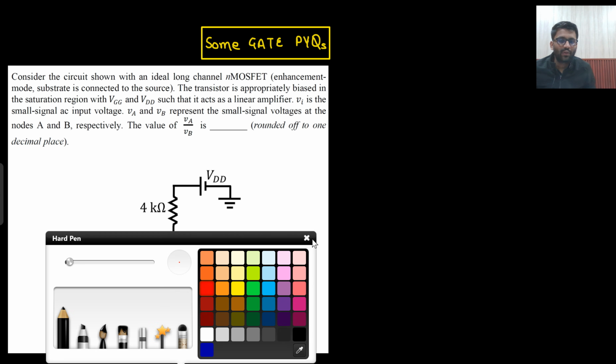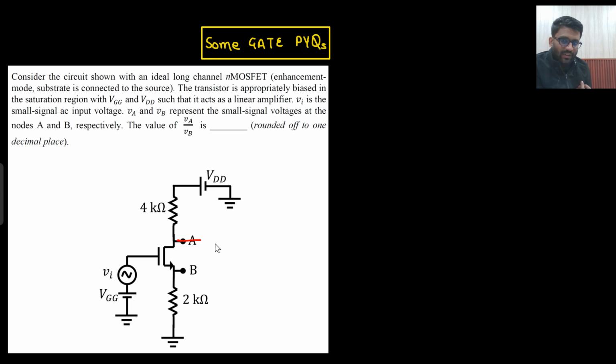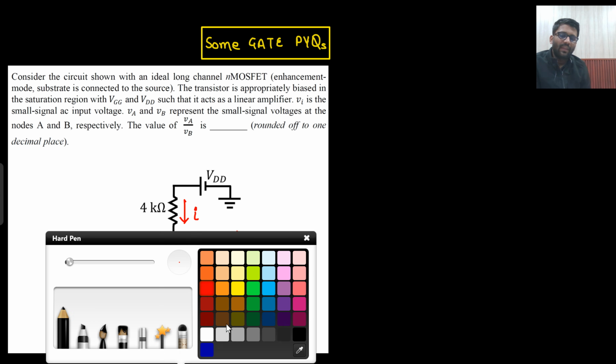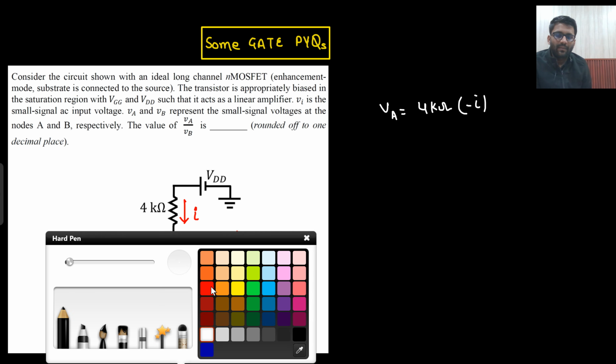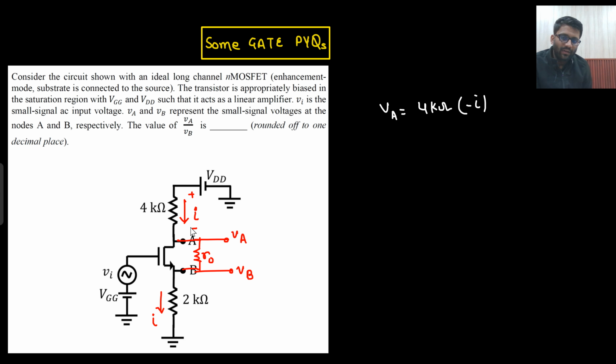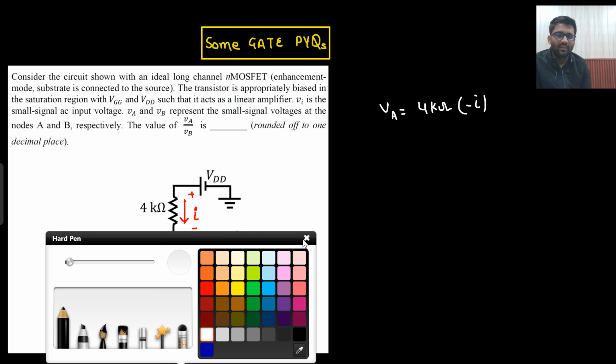Just look at this circuit, what you will think. Even if there is R0, they did not talk about R0 at all. Let's just say even if there is R0 present, what will happen? Whatever the small signal current is, let's just say the small signal current is I. The same current I will be flowing here as well. This node is your VA and this node is your VB. What will be your VA? VA will be equal to 4 kilo ohm into minus I. Why minus I? Because this drop will be from up to down, right? So VA will be 4 kilo ohm into minus I.